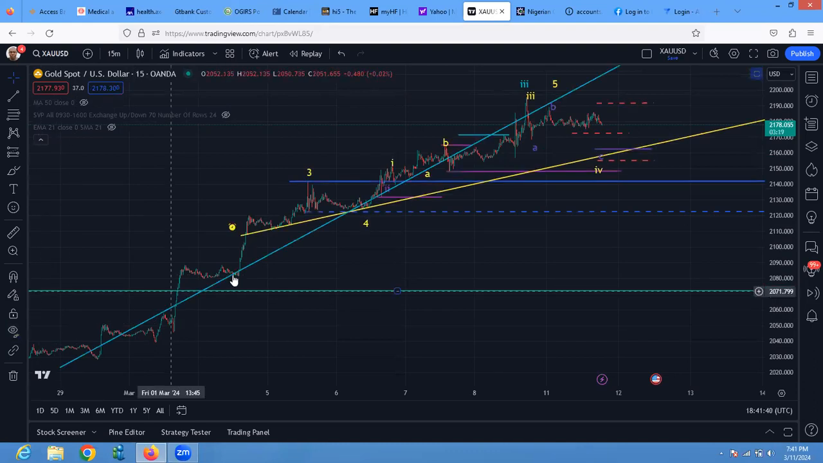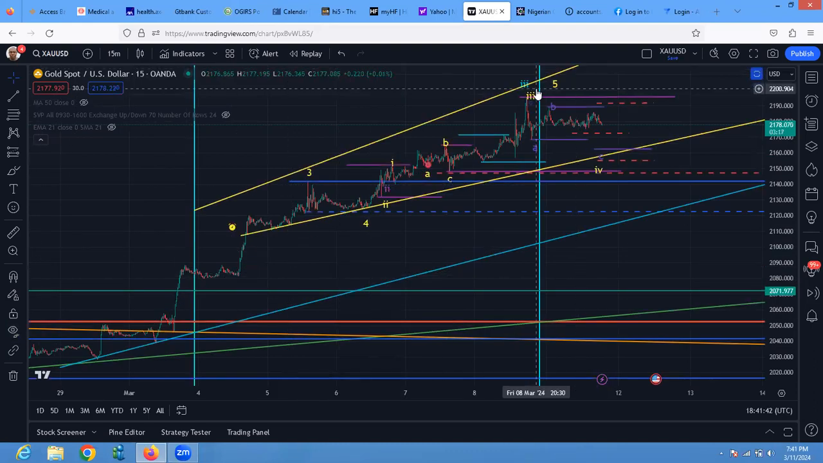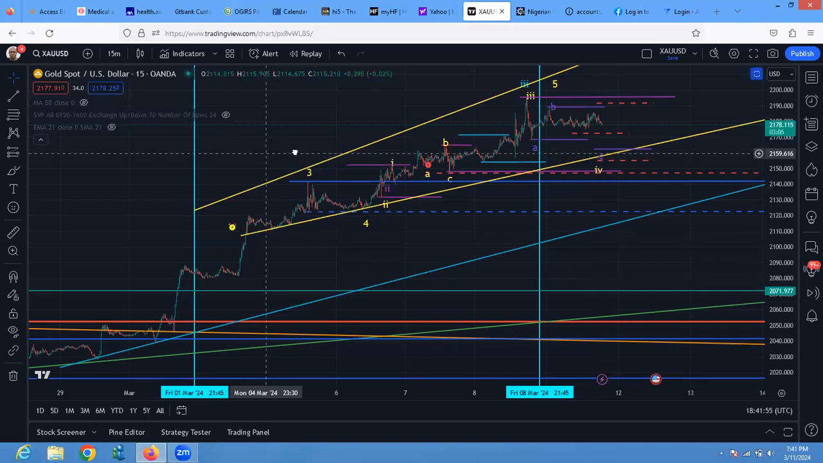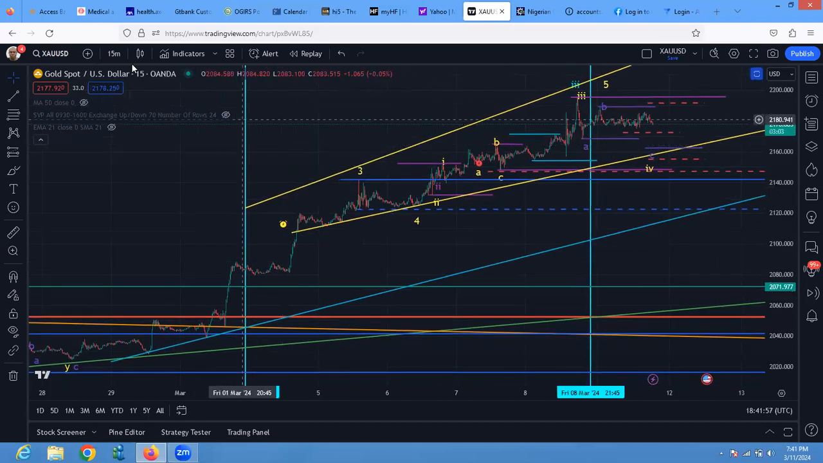Let me bring out the drawing. So we may be seeing this as a 3 and potentially a 4, and we have the 5 before we correct deep. So we are waiting for that. If you want to pick a trade to the upside, I think this is when you can look for a small buy before we correct deep.